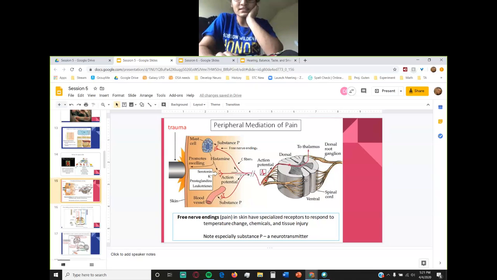So free nerve endings in your skin pick up pain from injury.